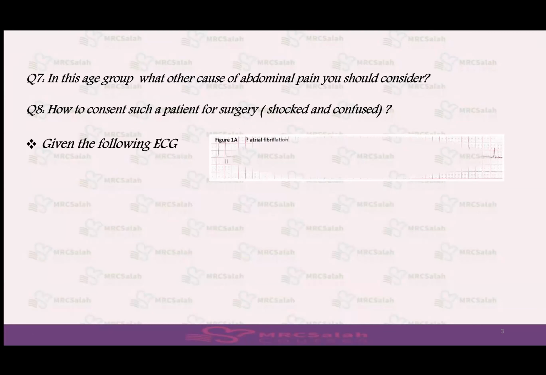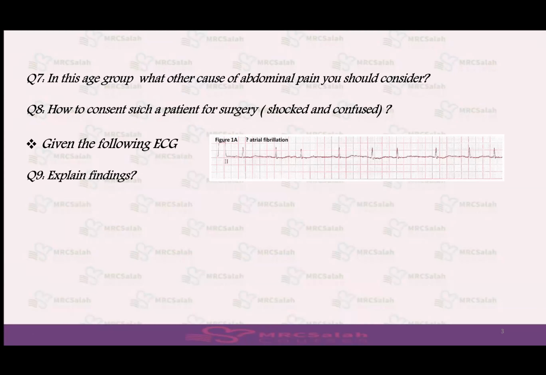Dr. Pruma, given the following ECG, explain the findings. There is an irregular heart rate and there is loss of P wave. I think it is atrial fibrillation.